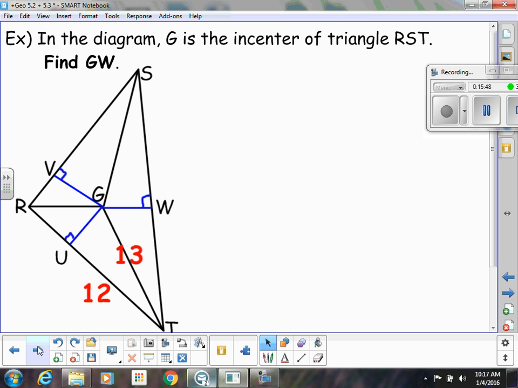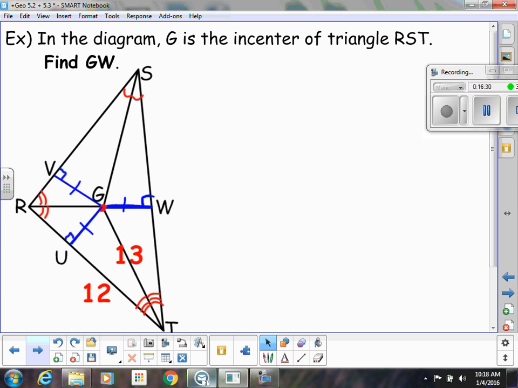Okay, so let's use this information to help us in this diagram. In this diagram, G is the incenter. That means all of these are angle bisectors. Then they want us to find GW. GW is right here. Notice GW goes from the incenter perpendicular to one of the sides. So that is actually what we've been talking about. We said that all of these should be congruent to each other. So we just need to know what one of them is in order to know what GW is.